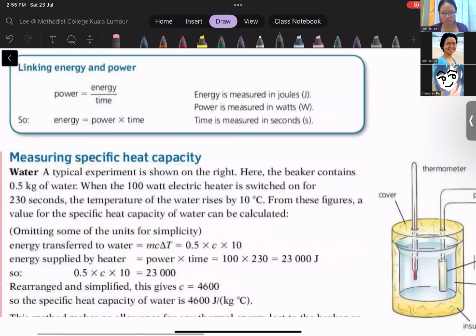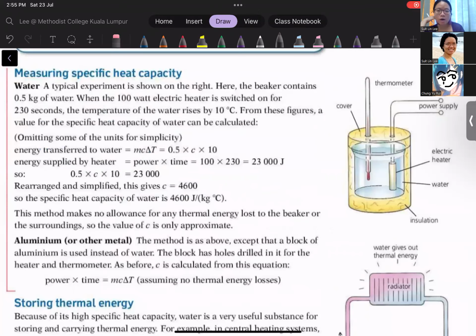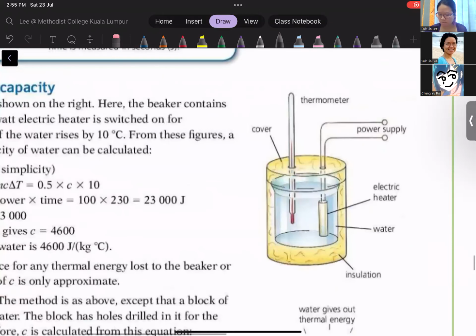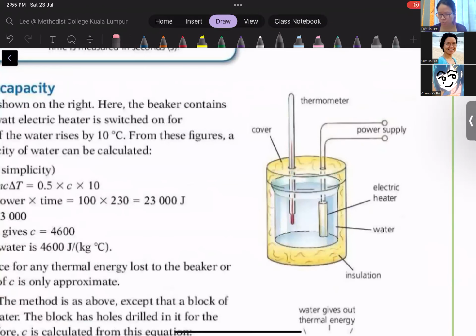Okay, so right now you may be wondering, how did the scientists get all these numbers? They do experiments, right? So this is an example of the experiment, and later we'll do a question involving this. What we have in this experiment is a heater. You can see that this one is the heater, the electric heater. You connect it to the power supply like that.